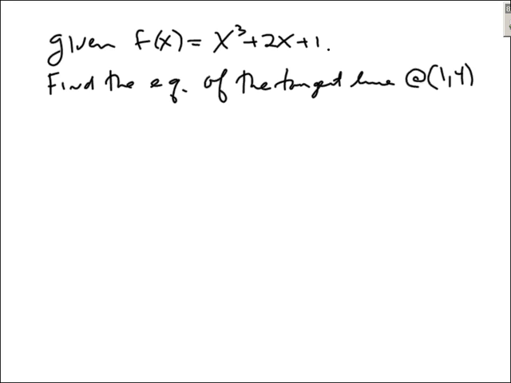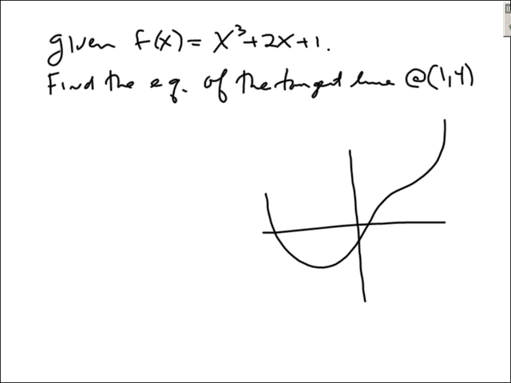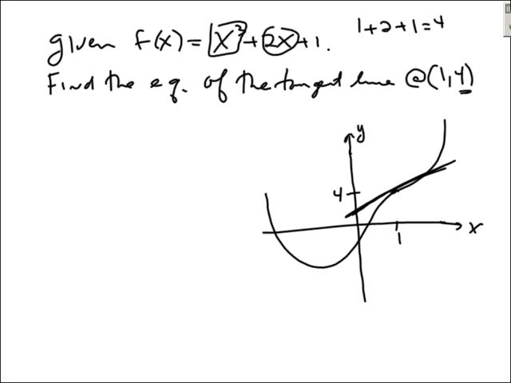Now what is this saying? You have some graph. Let's make believe it looks like that. And right here is 1, 4. Now, I picked x as 1, but then I plugged it in to f of x to make sure that's 4. After all, 1 cubed is 1, 2 times 1 is 2, plus 2, plus 1, well that's 4. That's how I got 4. Now, what this problem is asking is to find the equation of the tangent line. To find the equation of that line.